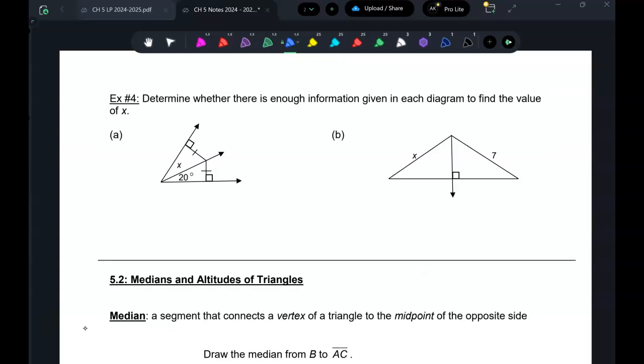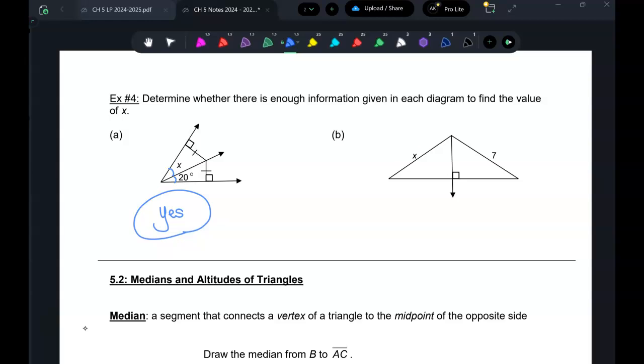So we want to determine whether there is enough information to find the value of x. A, yes. B, we know it's 9. So if these two are congruent, could we figure out what x is? Yeah, x and 20 would have to be the same. Okay, I see a perpendicular.